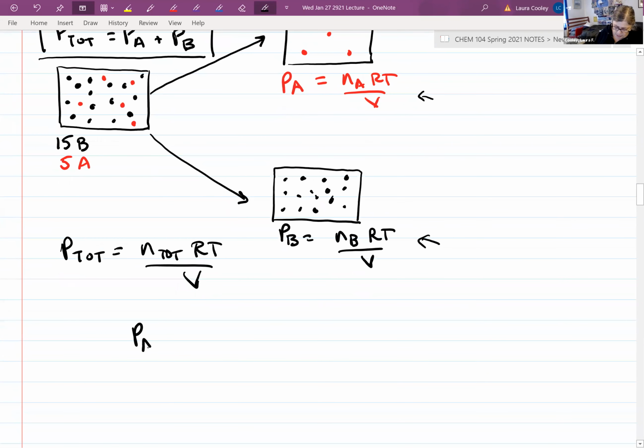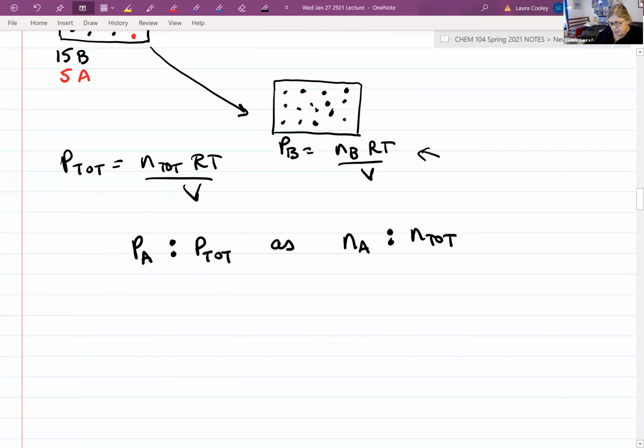In fact, you can have a relation like this. You could say that the partial pressure of A is to the total pressure as the moles of A is to the total moles. So the portion of the total pressure that's due to A is just the portion of moles of the total that's due to A. And so this leads to the mathematical relation PA over P total is NA over N total.